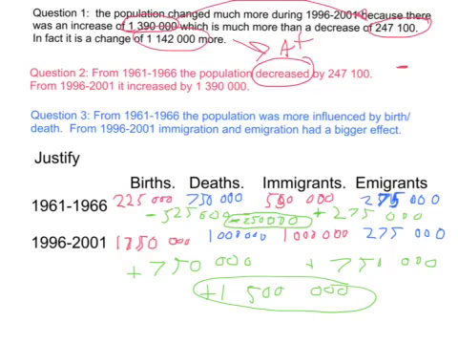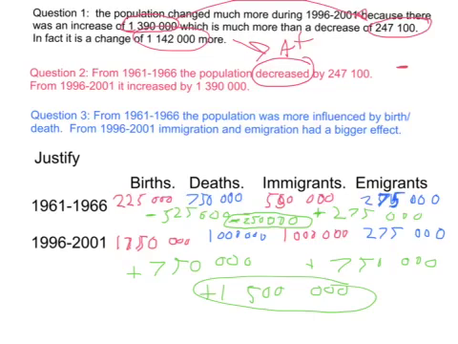So how could I justify this? There are so few calculations here that justifying is actually a little bit difficult. One possible way to justify would be to do a little bit of estimating. I rounded all of the numbers, and you can see what I've rounded the numbers to here. I went to the nearest 25,000. So I rounded births to 225,000, deaths to 750,000.